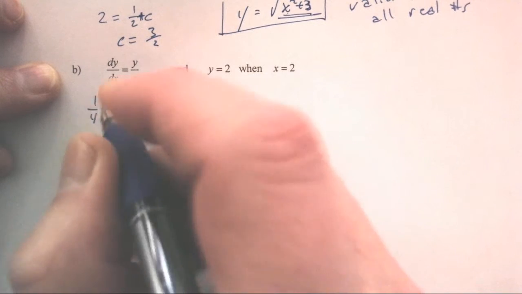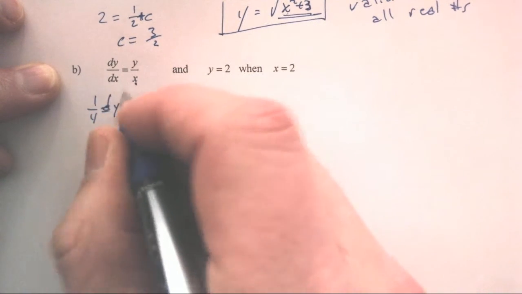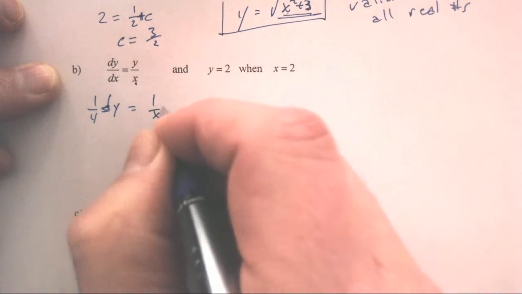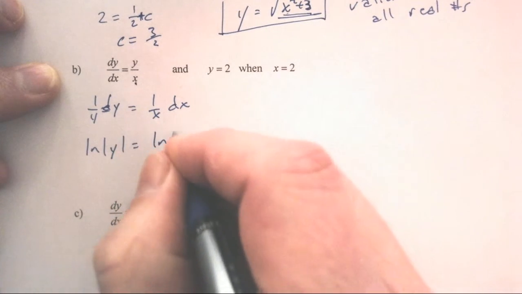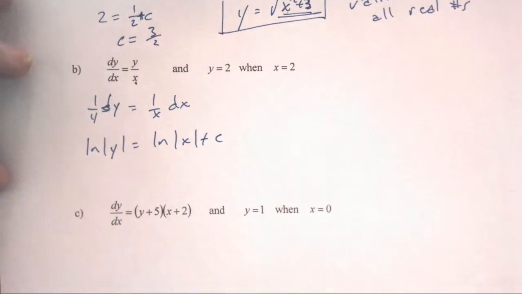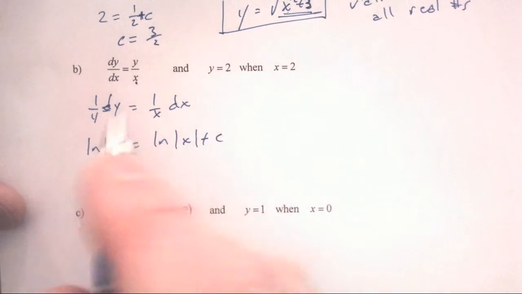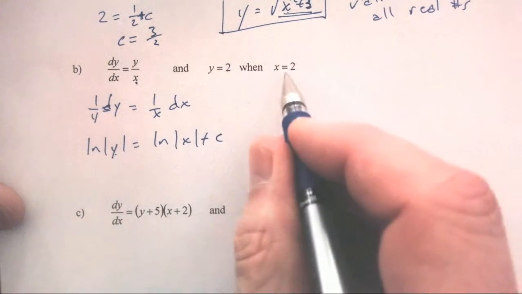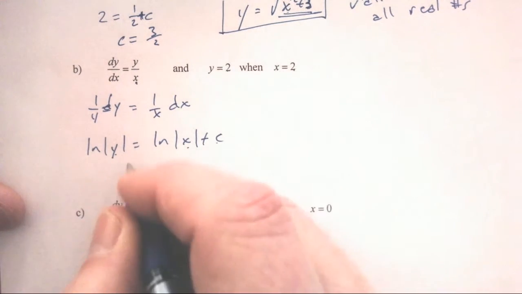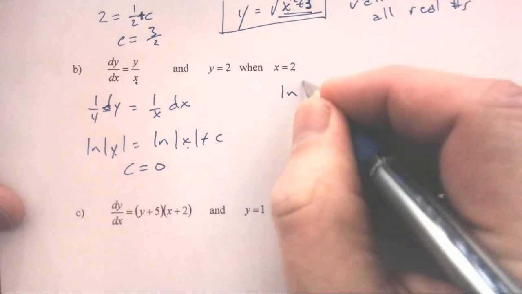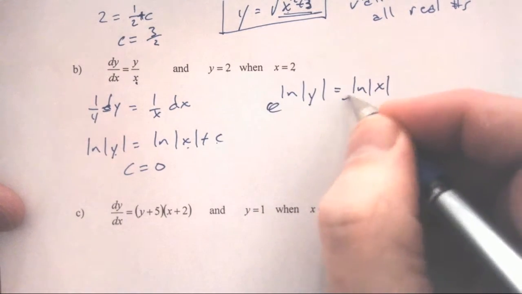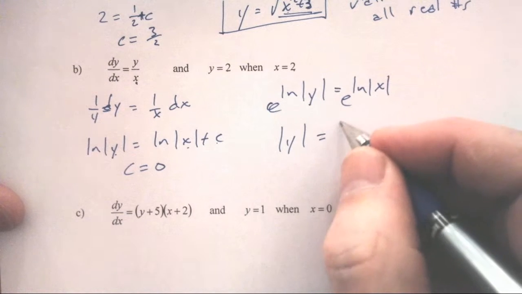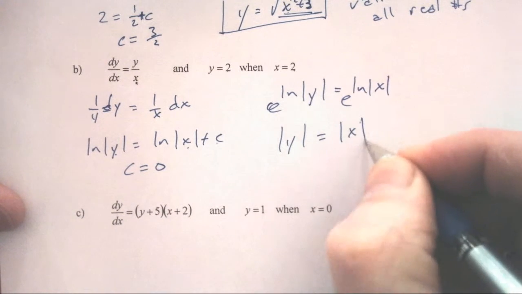I got 1 on y dy equals 1 on x dx. Integrate both sides: ln absolute value of y equals ln absolute value of x plus c on one of the two sides of integration. At that point, we can probably figure out what c is. Let's put 2 in. I get ln absolute value of 2 equals ln absolute value of 2 plus c, so c is clearly 0. So we're dealing with just this. e to the, and we get absolute value of y equals absolute value of x.